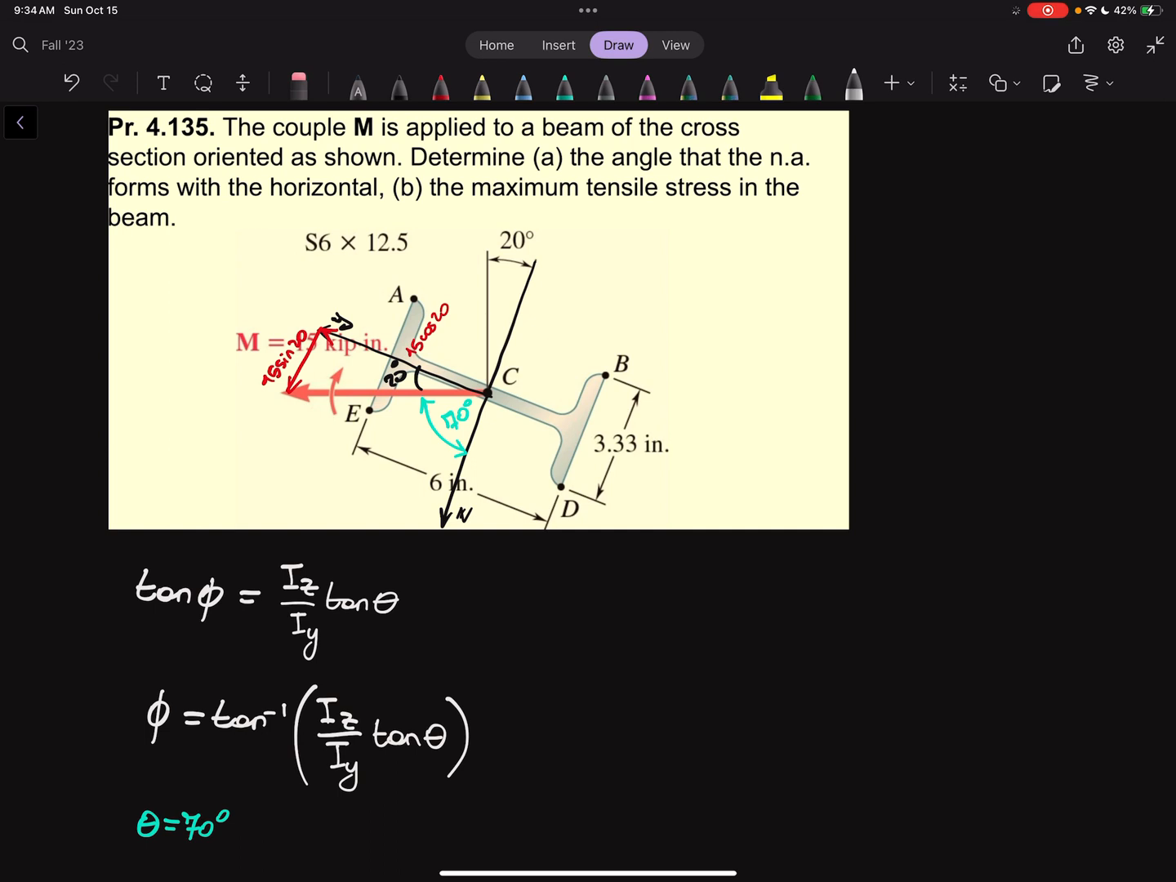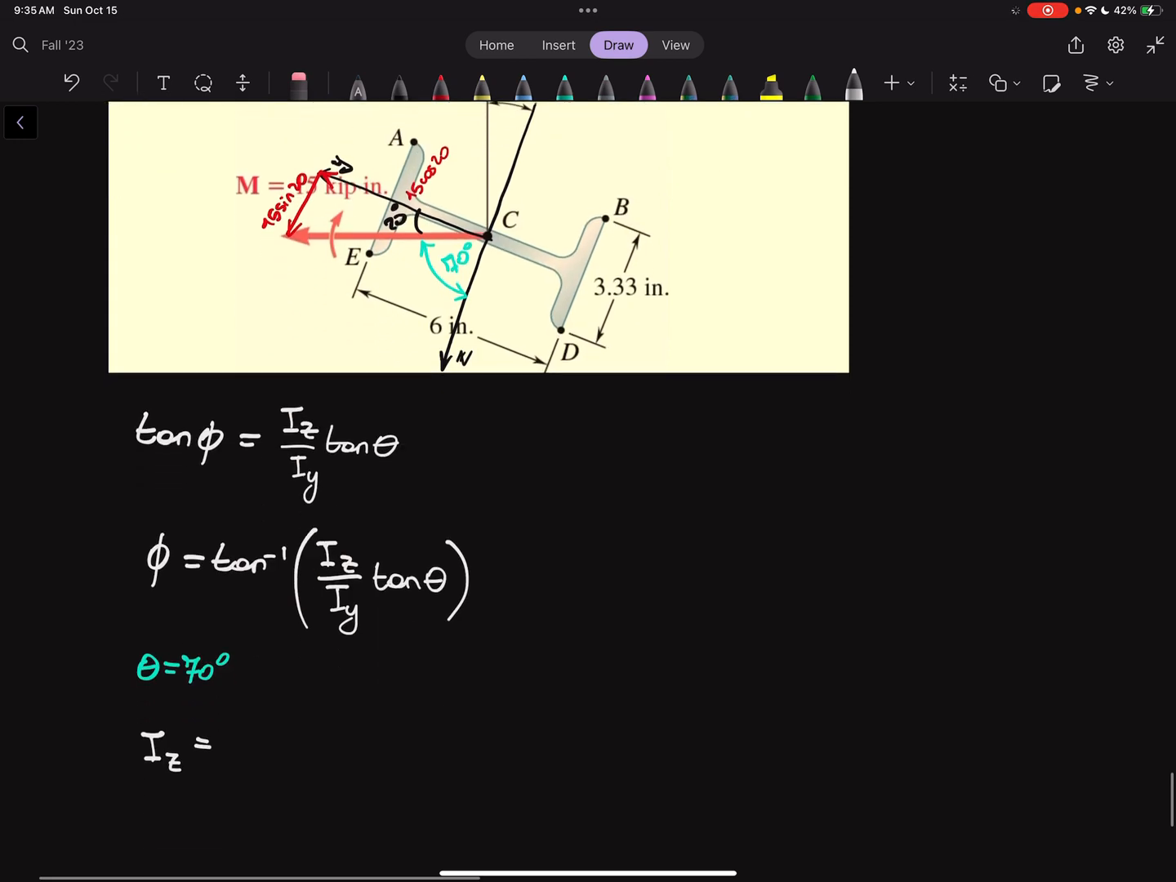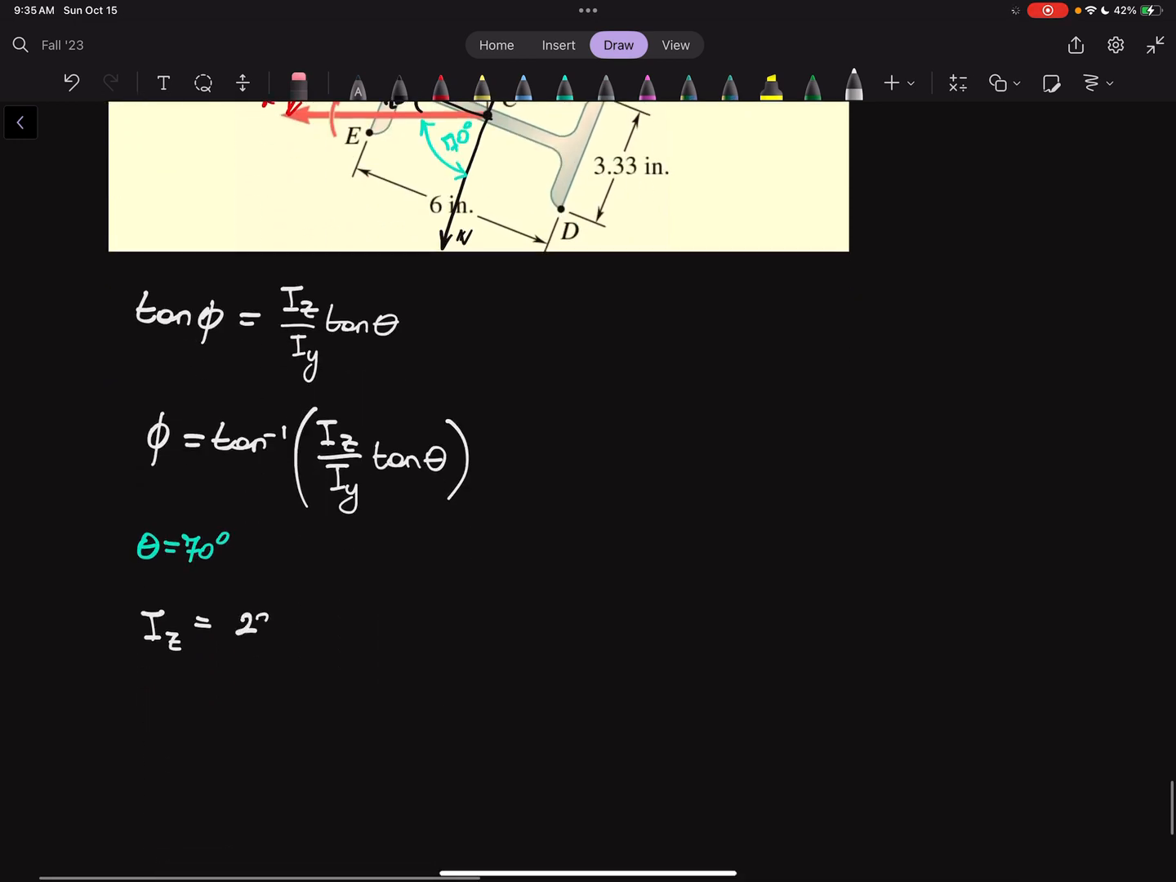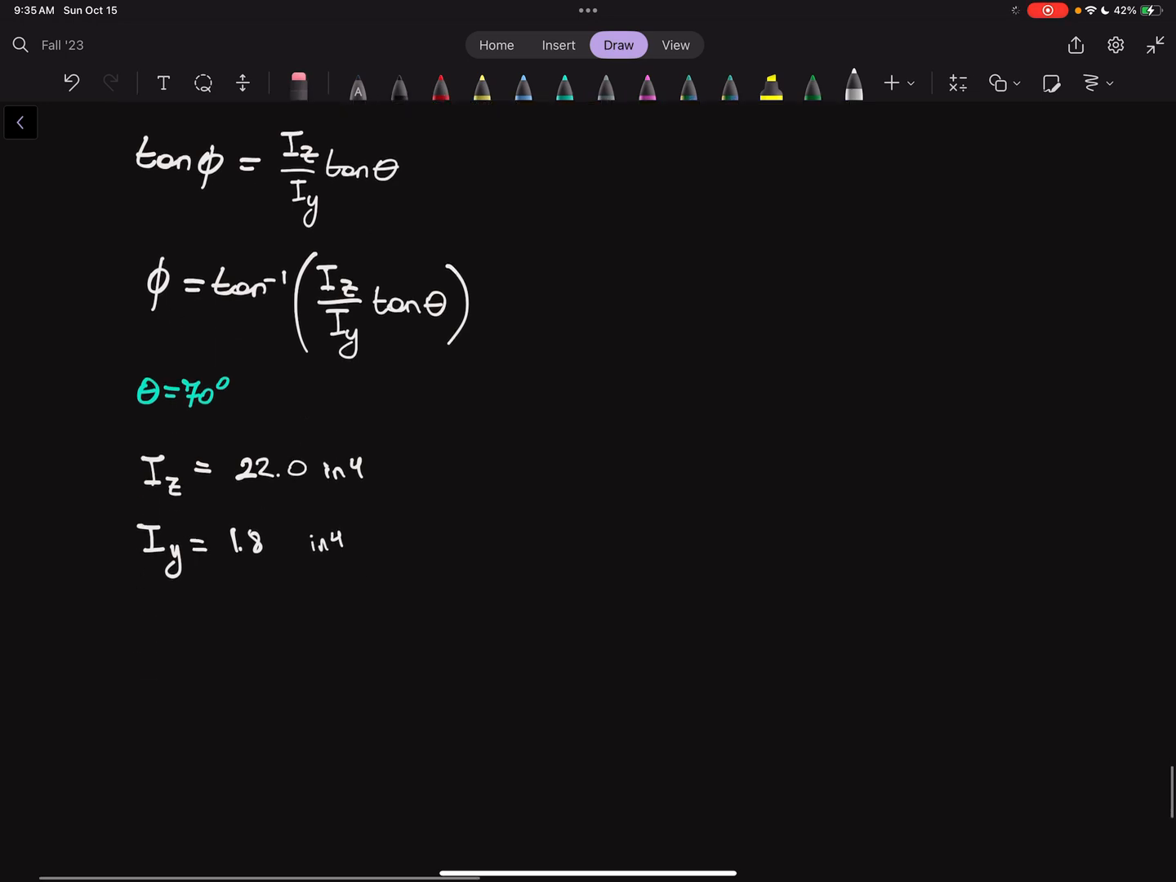You want to look at how the graph looks. My Ix in the book is going to be my Iz. My Ix is 22.0, so Iz is 22.0, and we check the units, inches to the fourth. Then my Iy is the same as in the book, 1.8 inches to the fourth. So now we have everything we need to use this equation.